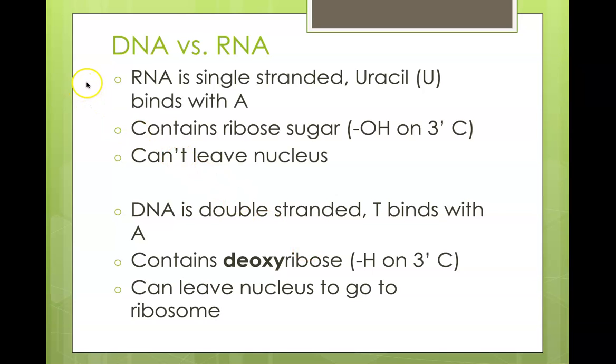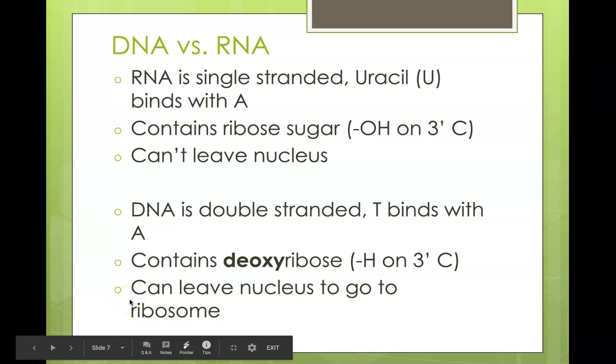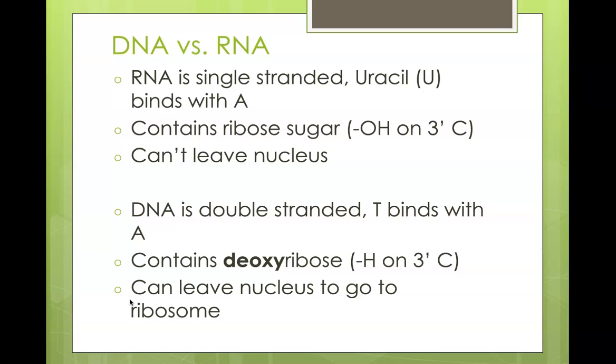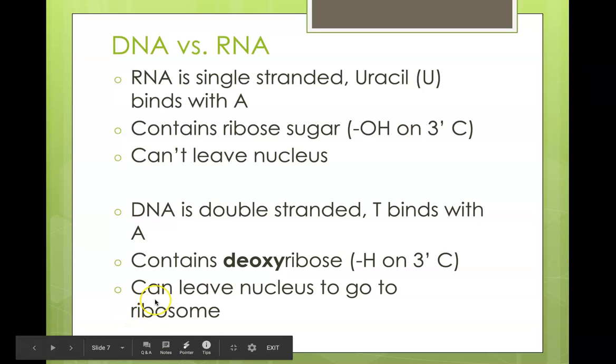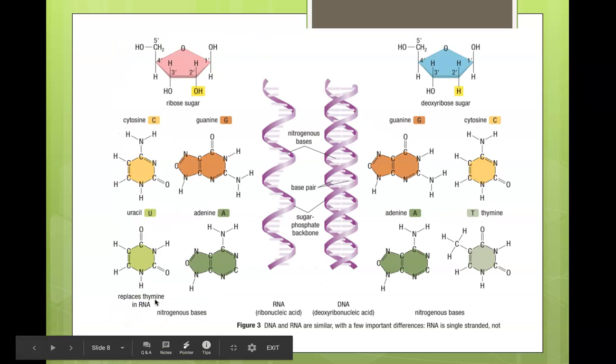So here is just a list of the comparisons. RNA is single-stranded, whereas DNA is double-stranded. We have the ribose sugar here. DNA has deoxyribose. The DNA can't leave the nucleus because it's a blueprint, so it can't get damaged or whatever. The RNA must leave the nucleus in order to get to the ribosome where protein assembly happens.